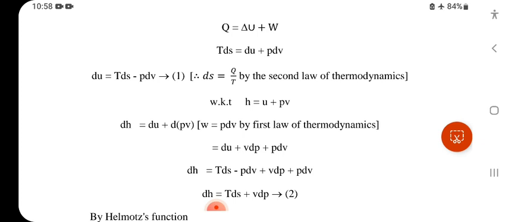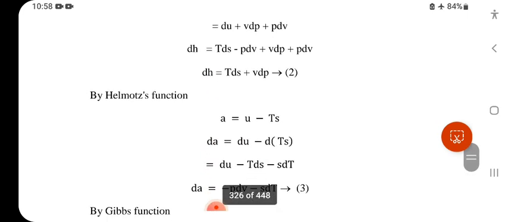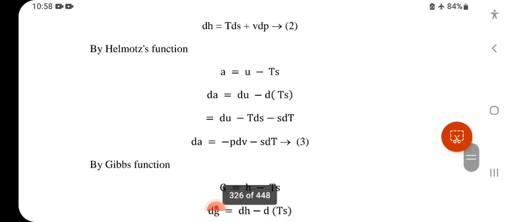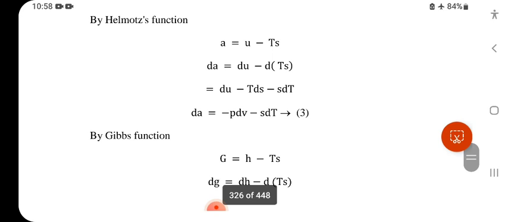Therefore, applying dU from the first equation, dH equal to TdS minus PdV plus VdP plus PdV. We cancel the plus PdV and minus PdV. So, dH equal to TdS plus VdP, which is called the second equation. Second, we take the Helmholtz function A equal to U minus TS, and third, the Gibbs function G equal to H minus TS.